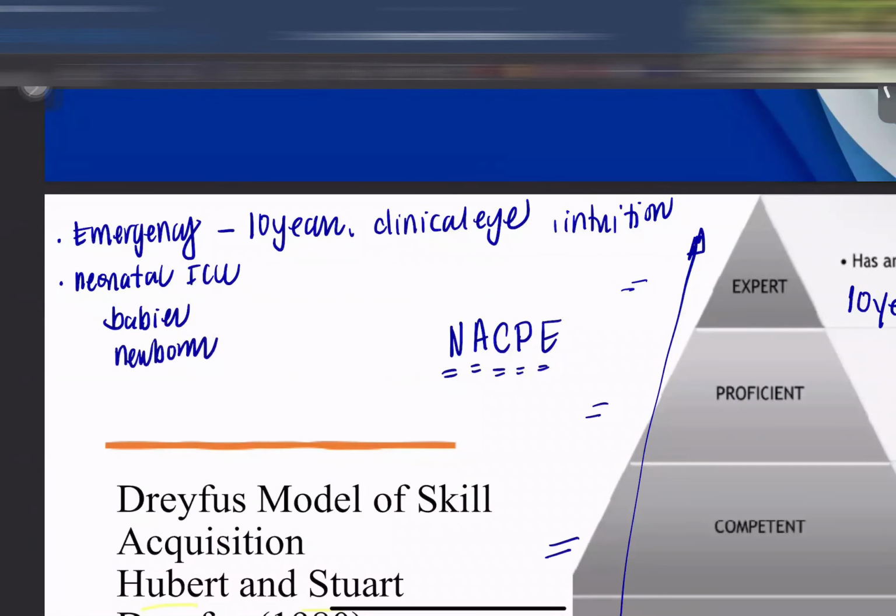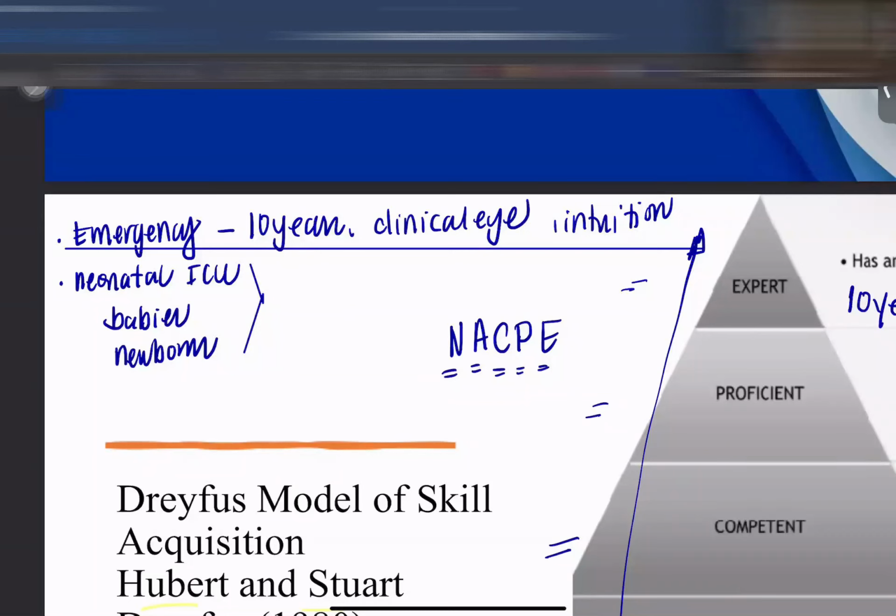Now, in that case, guys, if this nurse transferred to the neonatal ICU, can the nurse be considered an expert in the neonatal ICU? Can the nurse be considered an expert in the neonatal ICU? No, sir. Since she transferred, sir, from emergency to neonatal, I see.